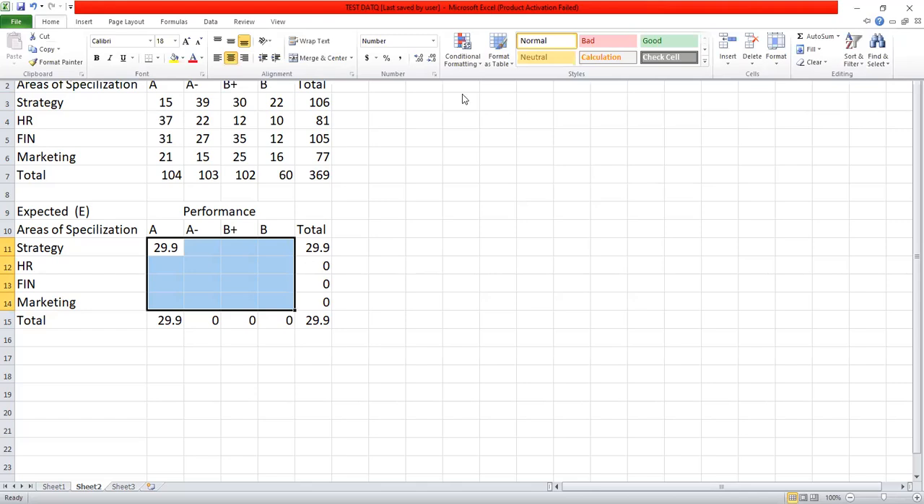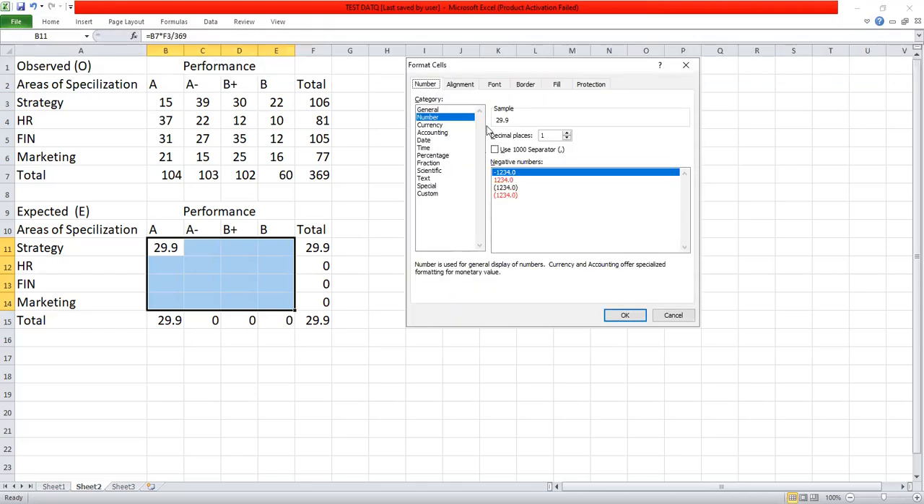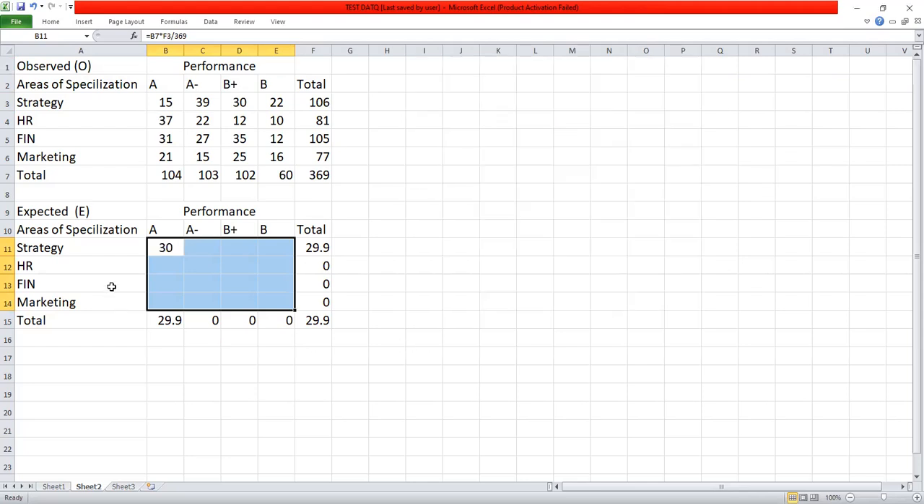I want us to get the actual values, because these are people and cannot have decimal places here. I said you multiply the intersecting totals, because you want the expected for 15. This times that, divided by 369. And here you want to multiply what? That would be 103 by 106, divided by 369. Here, 102 times 106 divided by 369. I want to use exact references to do this.